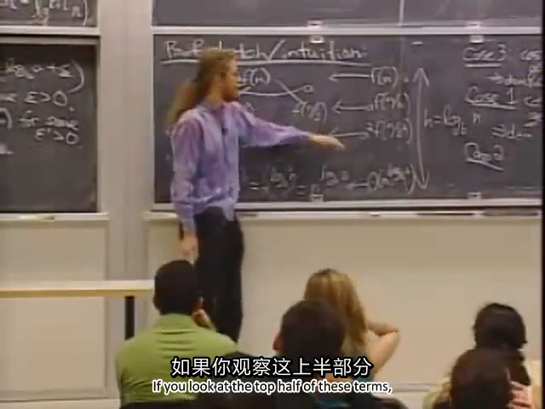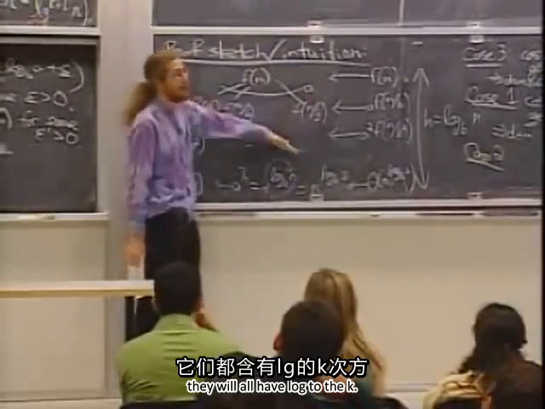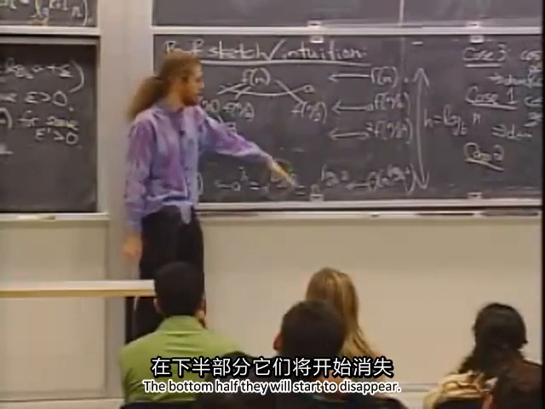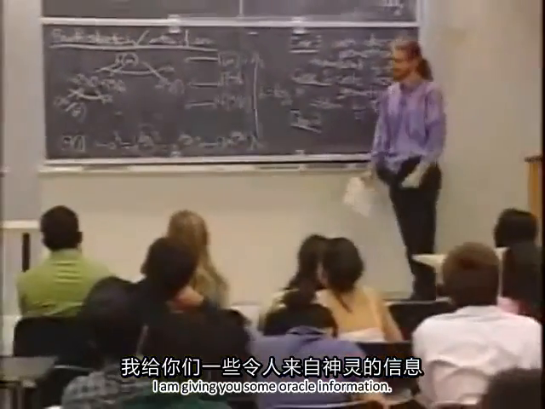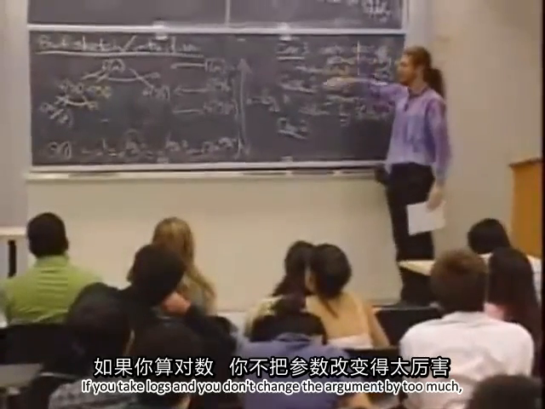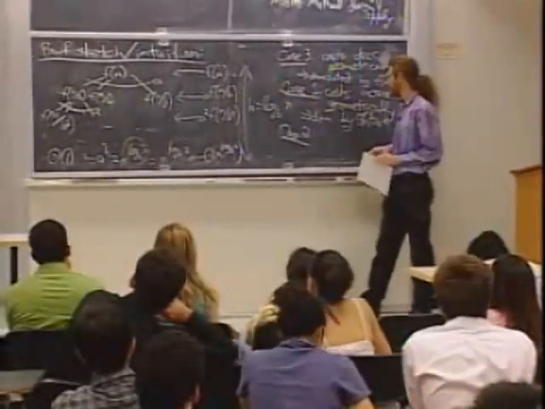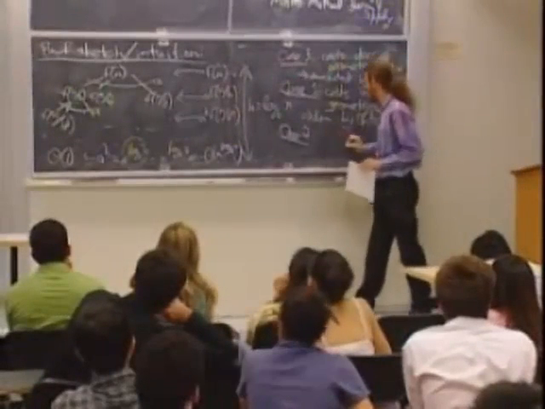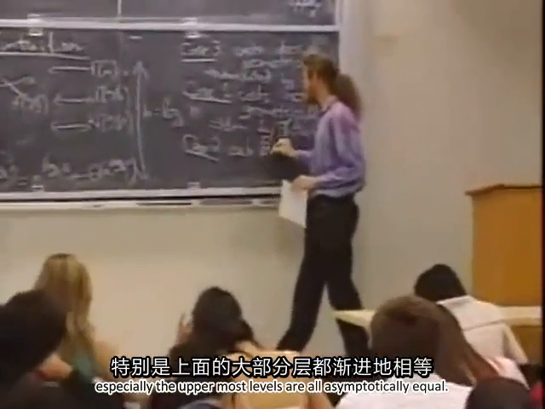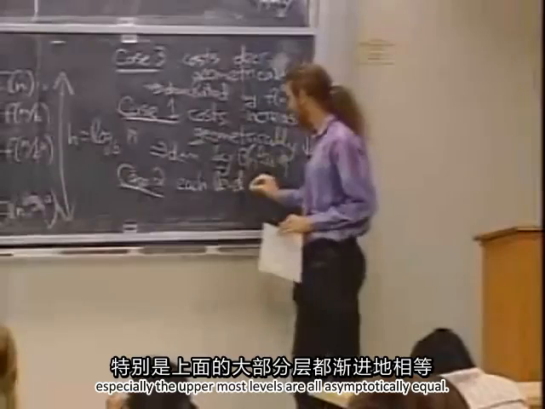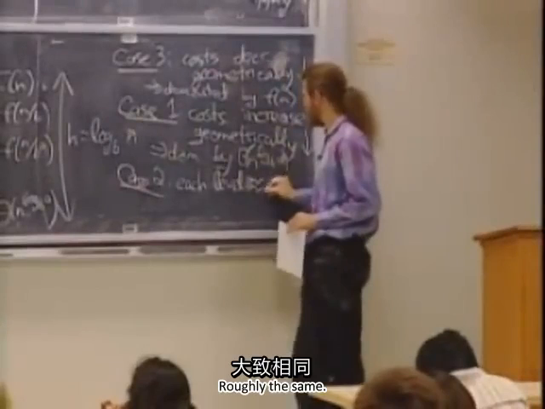Most of these, if you look at the top half of these terms, hope it's half, they will all have log to the k. And then the bottom half, they'll start to disappear. I'm giving you some oracle information. If you take logs and you don't change the argument by too much, the logs remain. Maybe halfway is too far, but the claim is that each level is roughly the same, especially the uppermost levels are all asymptotically equal. Roughly the same.